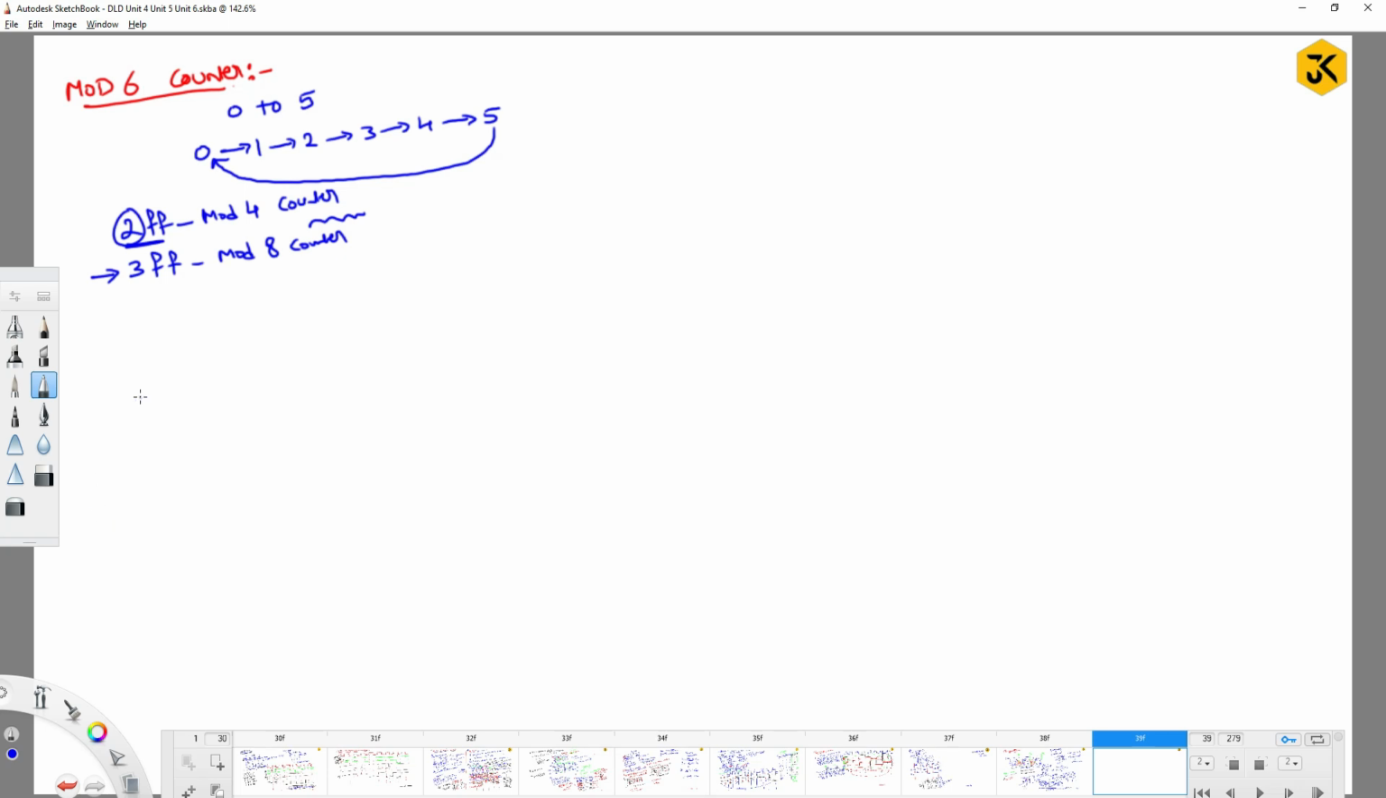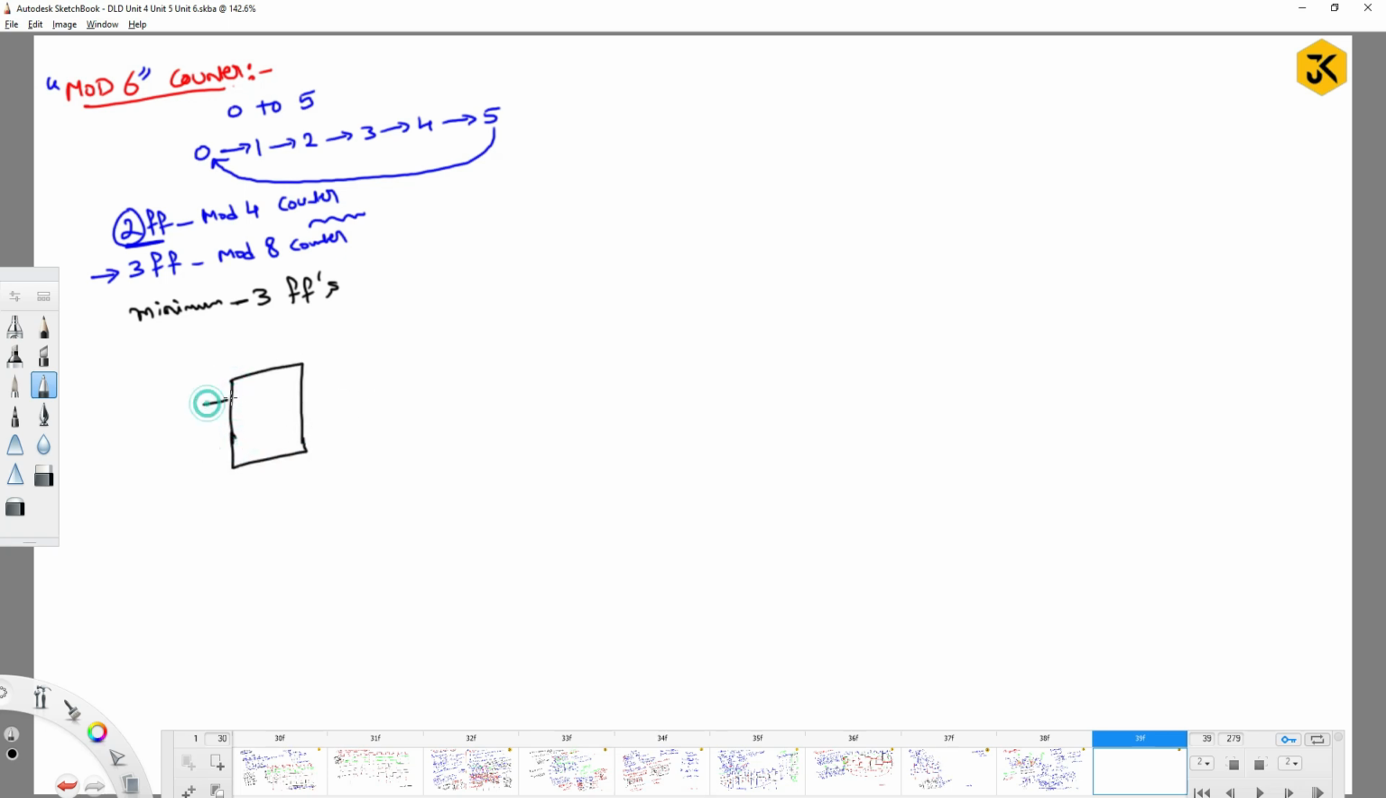I mean, when you are going to construct any kind of counter according to the requirement, you have to select the counter which will satisfy this requirement. So here the best possibility to implement the mod 6 counter is that you require a minimum of 3 flip-flops. Am I right? Yes. 3 flip-flops.